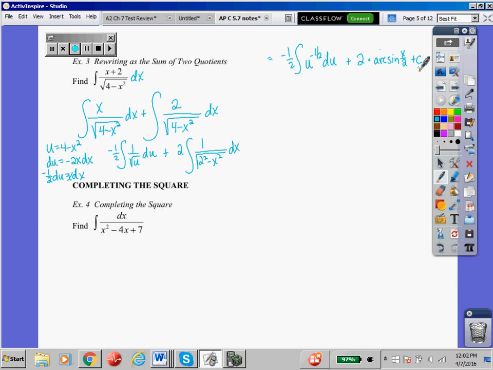This 2 here is the 2 that's from the top, because it has to be just a 1 in the top. So then here I get negative 1/2. I increase the power by 1, divide by the new power. And then I'm done with the second one. So then this is negative the square root of 4 minus x squared plus 2 arc sine x over 2 plus c. All right, that's a lot.